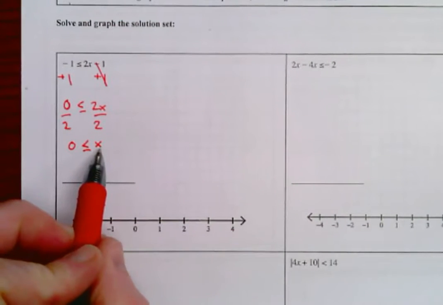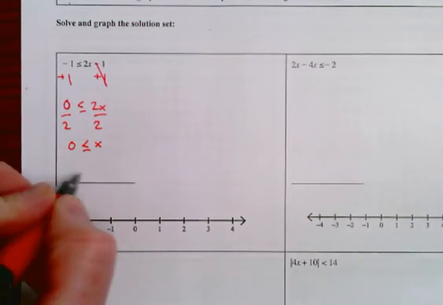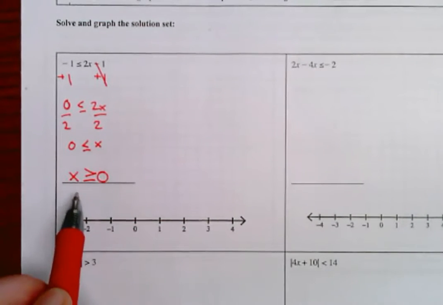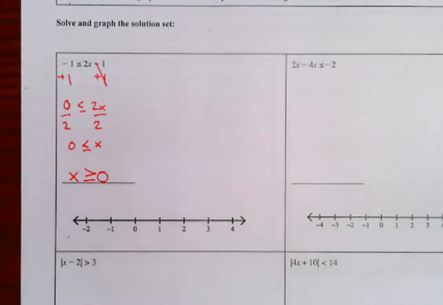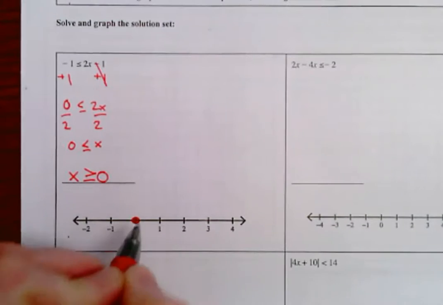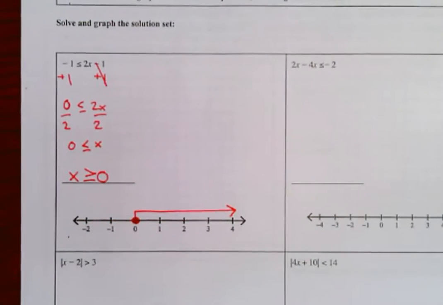You always read with the variable first. So x is greater than or equal to 0. Right, so essentially I just rewrote it with the variable listed first. X is greater than or equal to 0, so we have a solid point, and x is greater than, so we're going to go this way. Okay, all right.